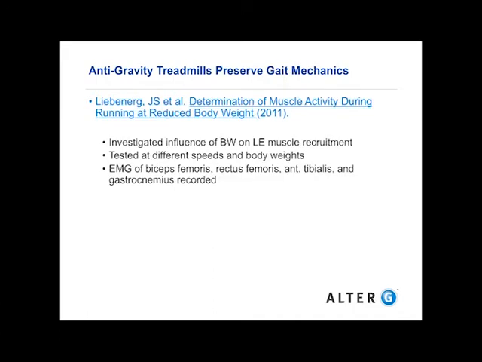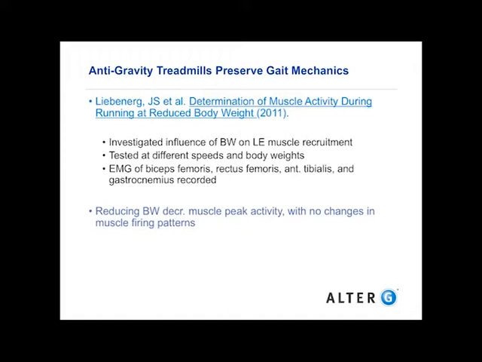The anti-gravity treadmill is able to preserve gait mechanics. So in this study, they looked at the influence of body weight on lower extremity muscle recruitment. And what they saw was that the EMG activity of anti-gravity muscles decreased. So when you're looking at rectus femoris, your calf muscles, hip extensors, those decreased, but the pattern in which they fired was preserved. So normal gait mechanics is preserved.